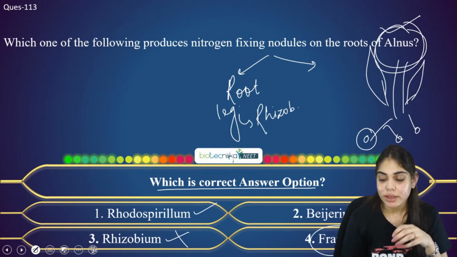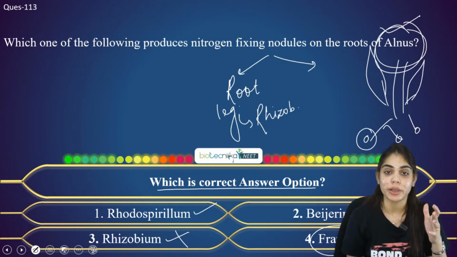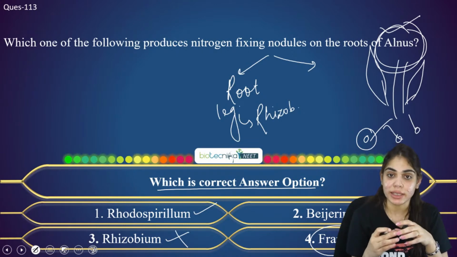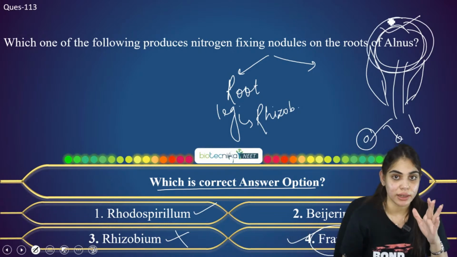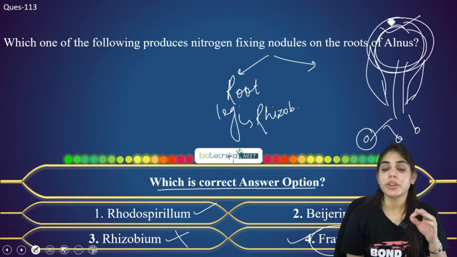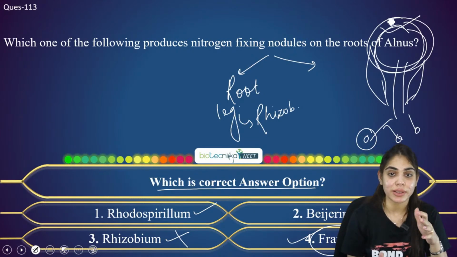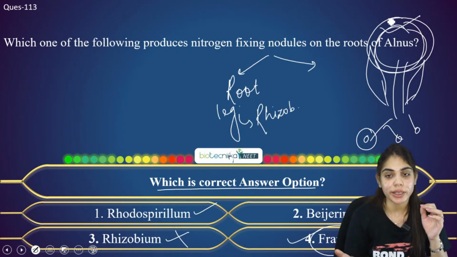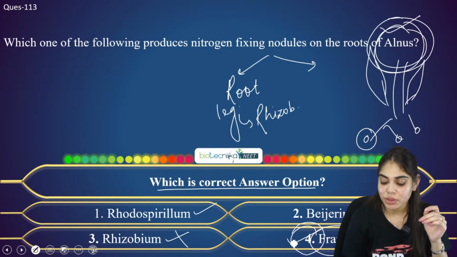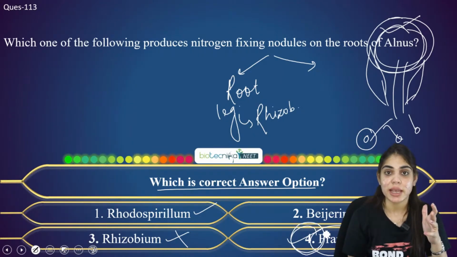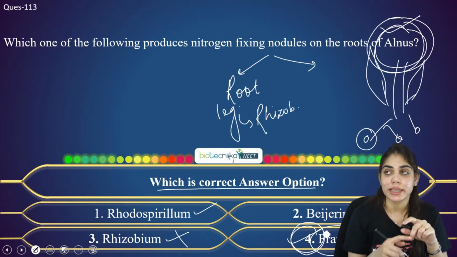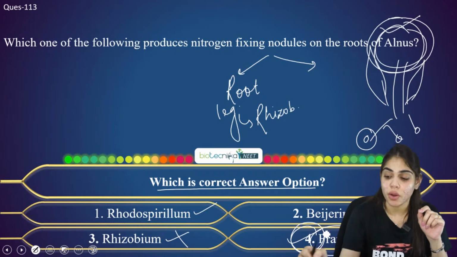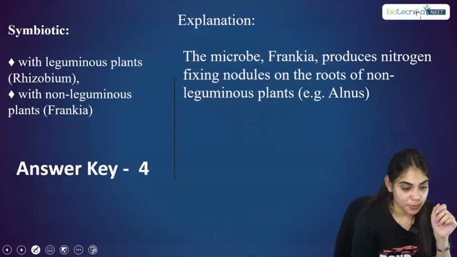So Frankia is an example of this non-leguminous symbiotic association where all the nitrogen that is present in the atmosphere will be fixed inside the roots of a non-leguminous plant, that is alnus. So here if you know the example of alnus, that this is a non-leguminous plant, you can solve this question. So the right answer for this question is Frankia. This Frankia is an example of a bacterium that is actually responsible for fixing all the nitrogen that is available in the atmosphere into the roots of the non-leguminous plant, that is alnus.